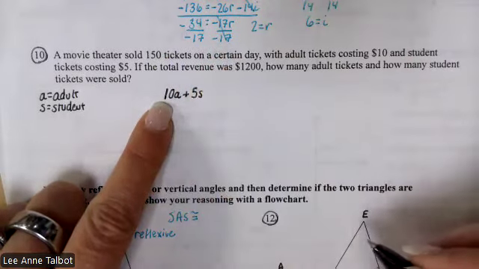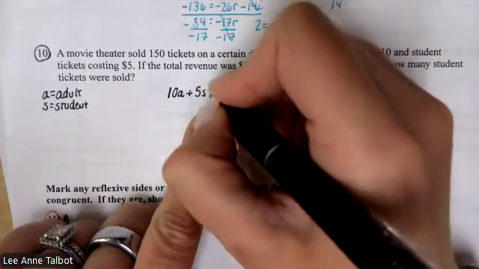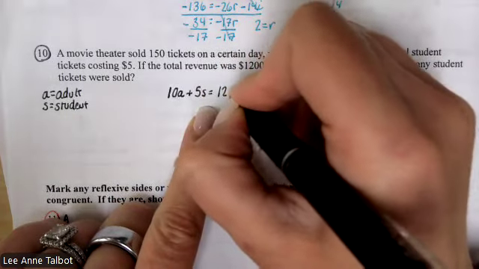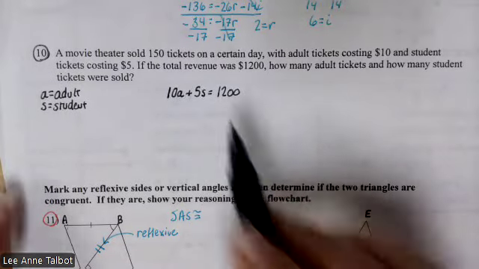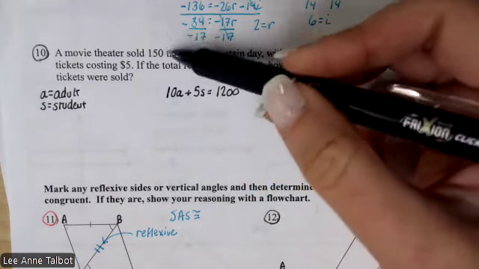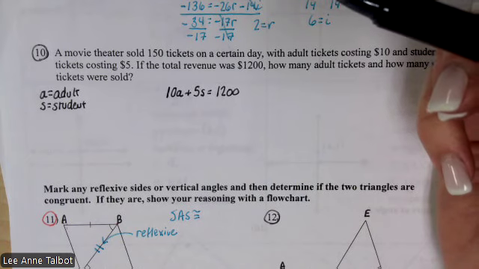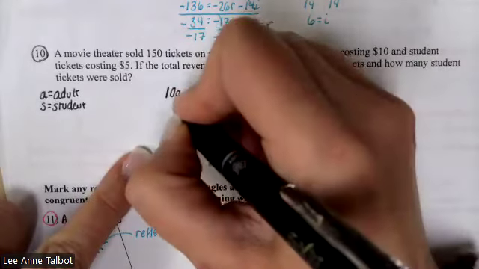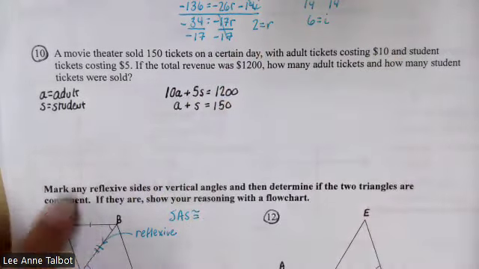Ooh, that's really tempting because the 5 and the S are right next to each other. The total revenue was 1,200. Okay, so this equation is all about money. And I used up the 10, the 5, and the 1,200. And the only number that's left is the 150. And that is a total. So we say adult tickets plus student tickets is 150 tickets.